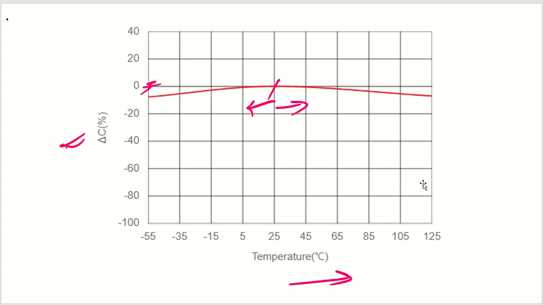But if you go to a little bit higher temperature, let's say 100 degrees centigrade or 125 degrees centigrade, the capacitance has decreased by around 7%, like minus 7. Good. So this is the capacitance variation according to the temperature.